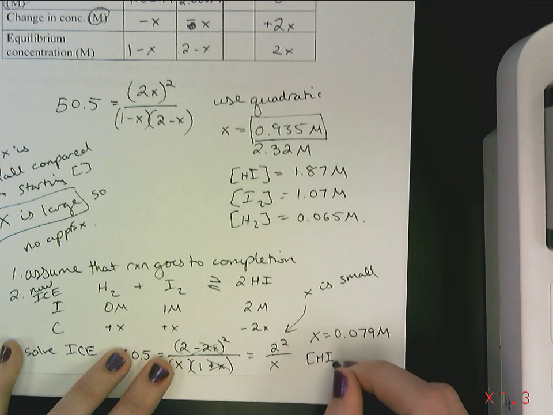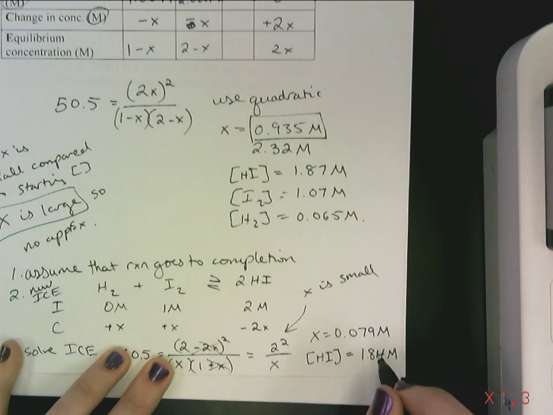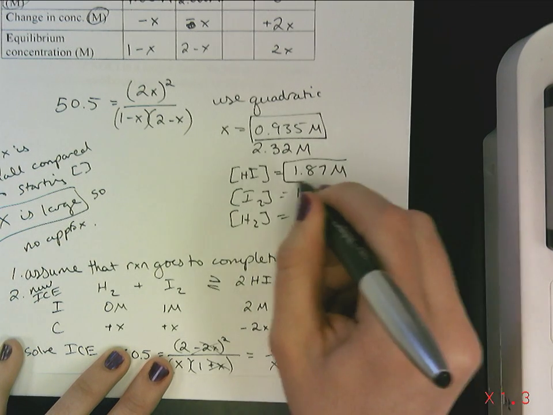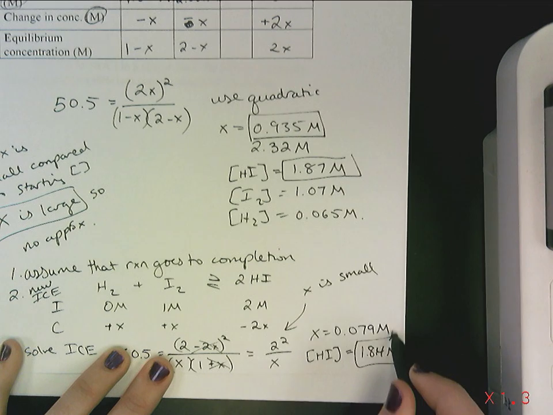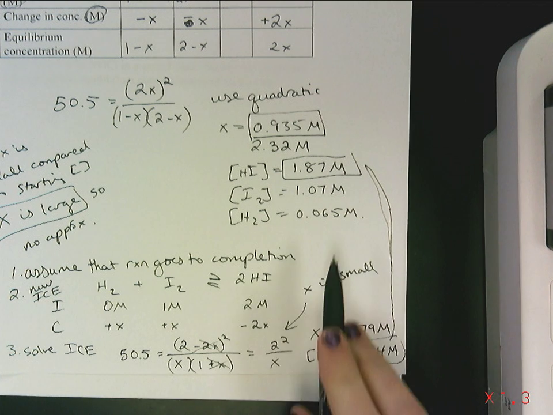And let's go ahead and just solve for the concentration of HI in this case. That means the concentration of HI is going to be 1.84 molar. And when I compare that to what I did using Wolfram Alpha and the quadratic, I see that I have a very small percent difference. In fact, 1.87 minus 1.84, right, that's a difference of 0.03. So if I divide that by 1.84, for example, right, I only have like a 2% difference between these two values.